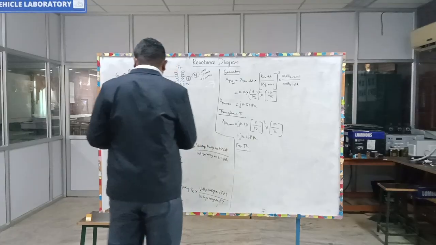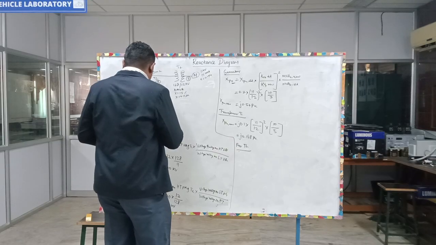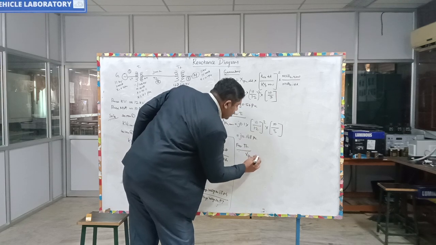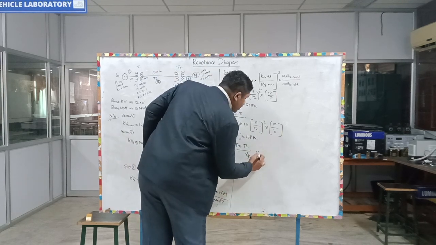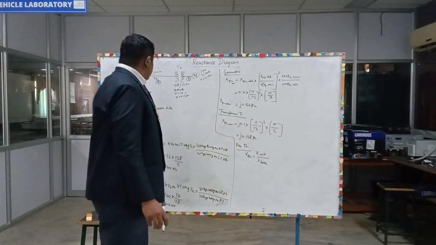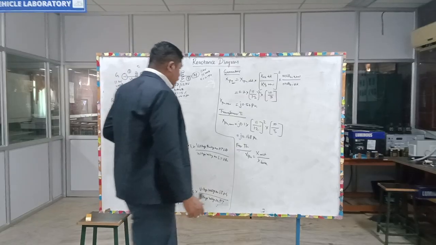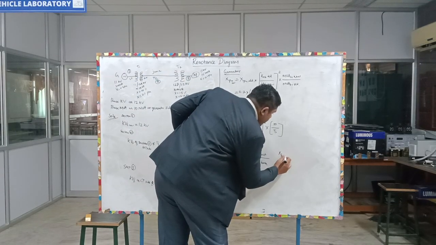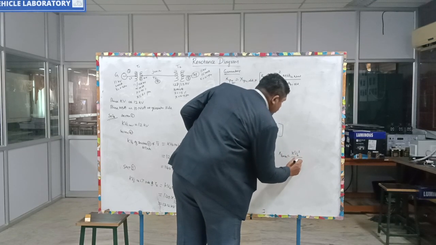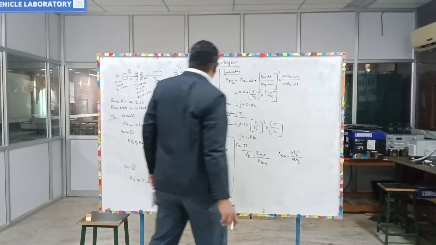So it's given as X per unit is equal to X actual by X base. So how to calculate this base value? We have to calculate X base as kV base squared by MVA base. Okay. So kV base square for this line.